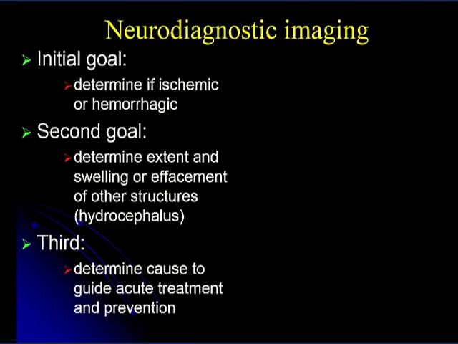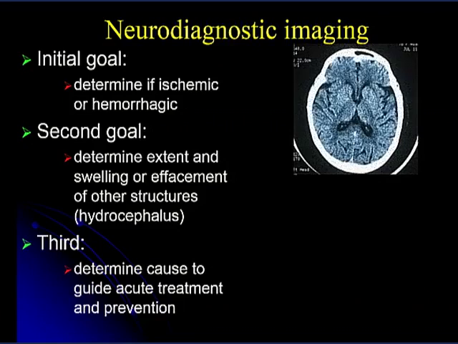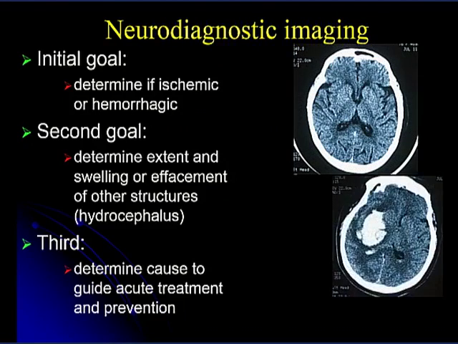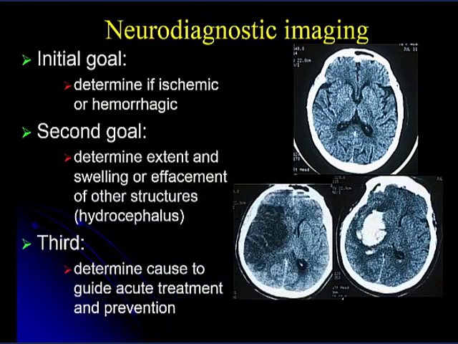So when we address imaging, the first thing we're going to do is determine whether it's ischemic or hemorrhagic, and the very fastest way is a head CT. Ischemic stroke immediately is going to look normal like this. This is going to be an intracerebral hemorrhage. It takes TPA off the table. And then we're also going to be determining the extent of the swelling and effacement of other structures, and here we see that this is a well-developed stroke.